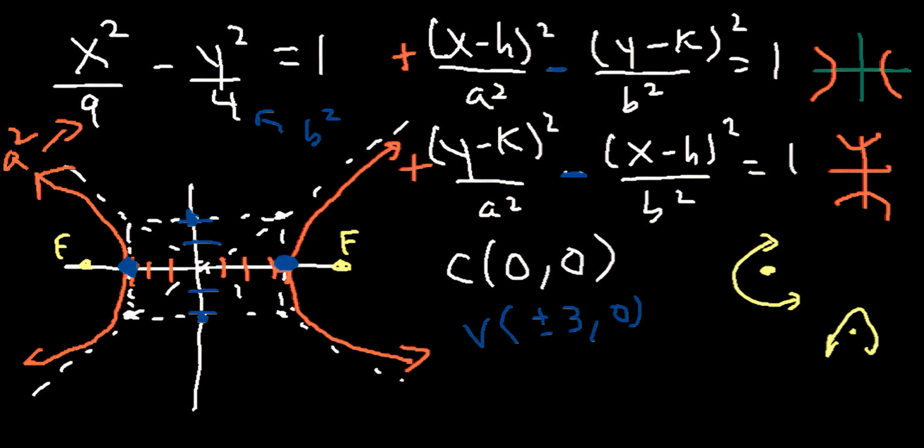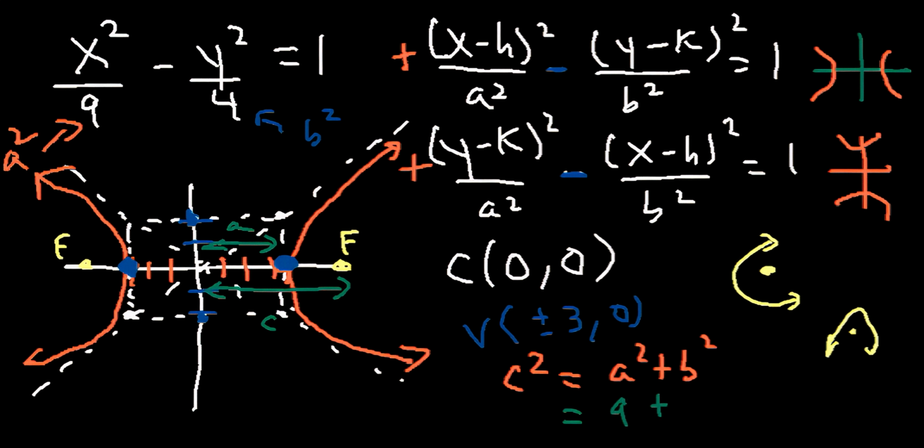Now to find it, it's a little different. Instead, c squared equals a squared, not minus, but plus b squared. For an ellipse, it's a squared minus b squared. This time, as you can see, the value of c is larger than the value of a. So that's why c squared is a squared plus b squared. So it's going to be 9 plus 4. That's 13, so c is the square root of 13. So the foci, therefore, are plus or minus radical 13, 0.